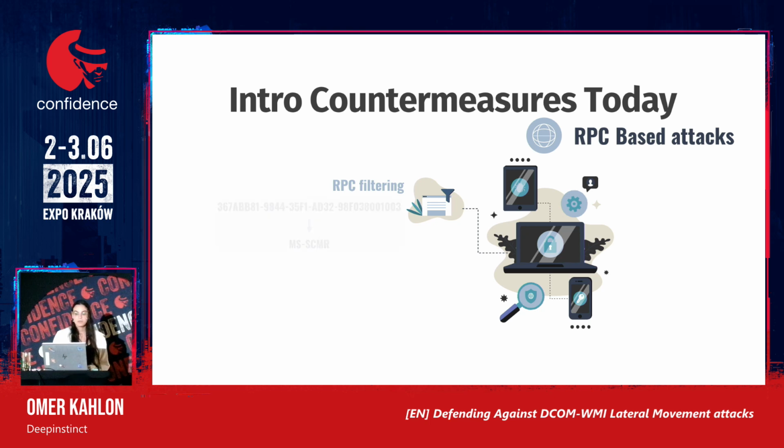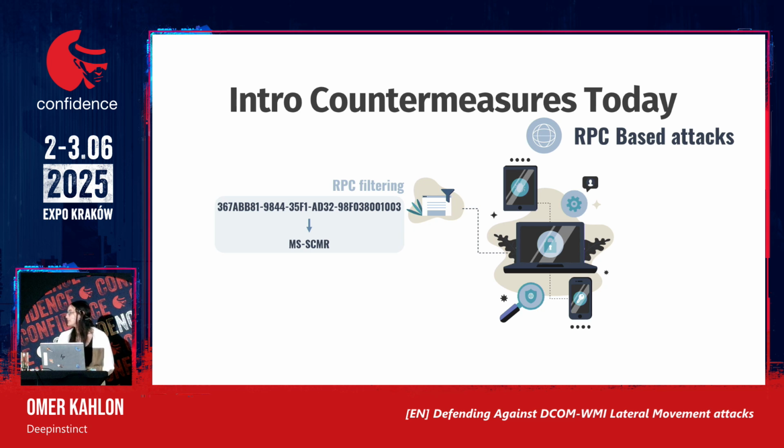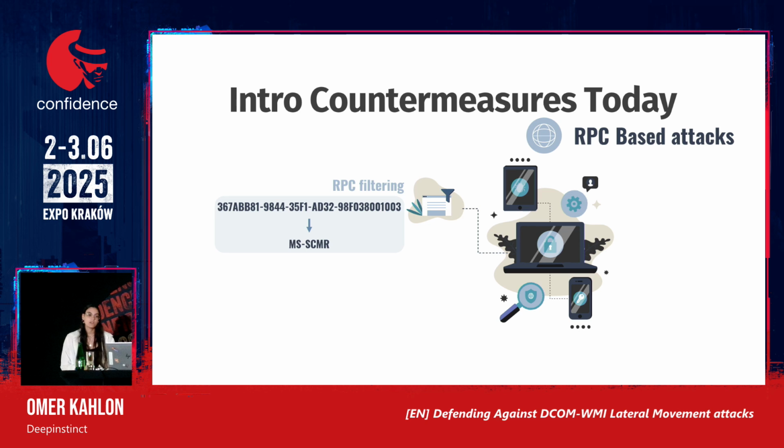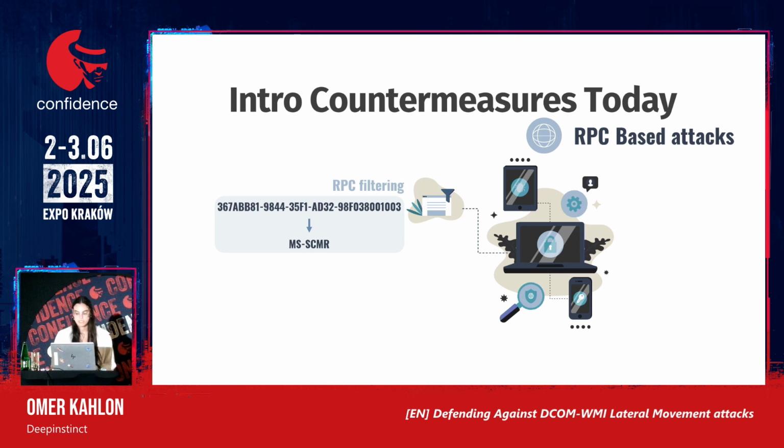For example, by blocking the specific IID that is associated with service interaction, we can completely block interaction between services across the network while still allowing other RPC interfaces to interact properly. One big disadvantage of this method is that we can only block the entire interface and not a specific action. This means we cannot block only remote service creation while still allowing other service interaction.